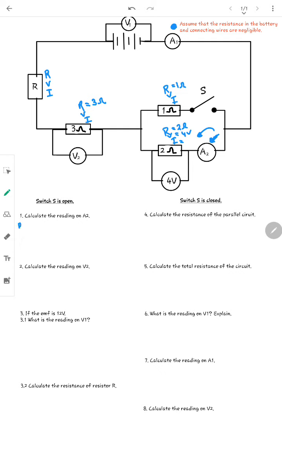So I know I'm dealing with R, that is 2 ohms. I'm dealing with my potential difference, which is 4 volts, and I'm dealing with my current, which I'm trying to find. Step 1. Step 2, pick your formula. So Ohm's law, R is equal to V over I. Step 3, substitute. Please do not rearrange this formula because this is how it appears in your data sheet.